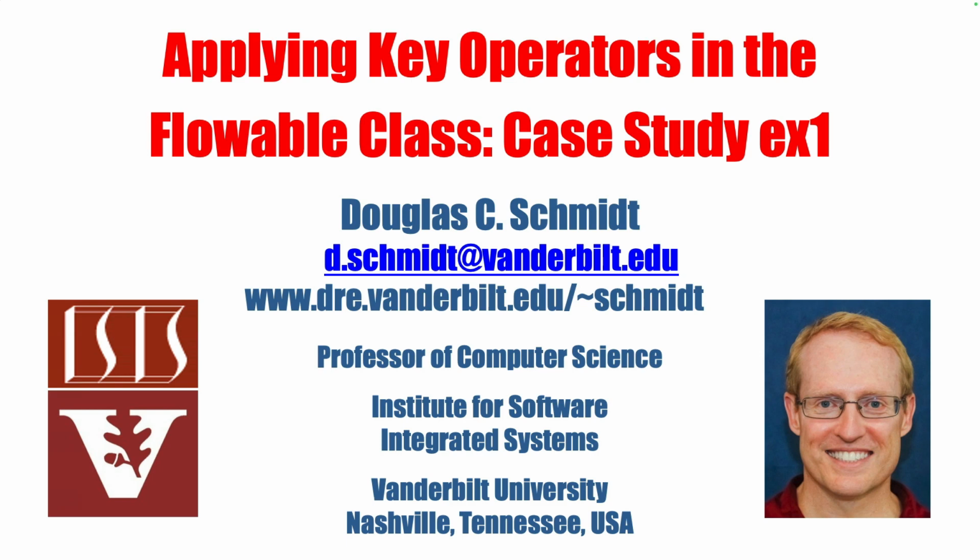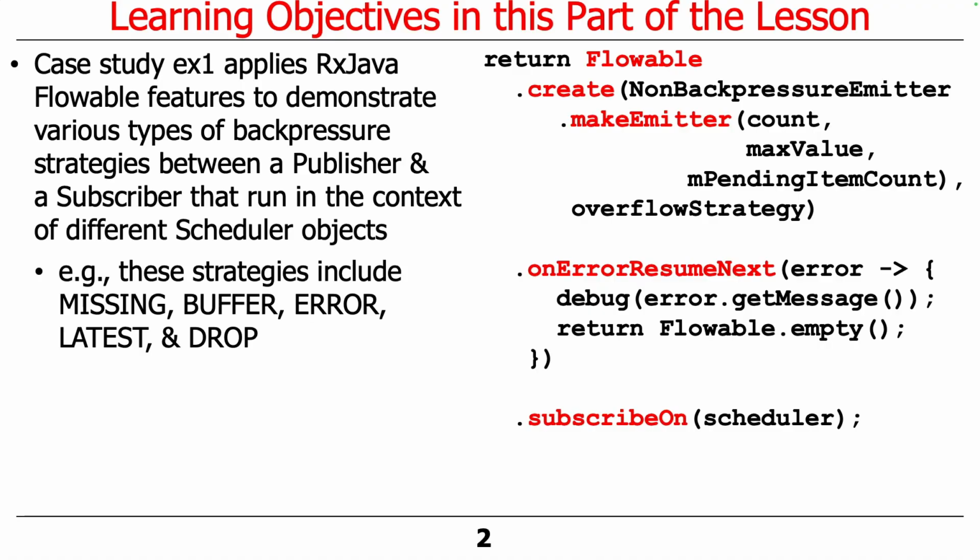So we're now going to talk about a case study. We're going to walk through the code in a case study, which will demonstrate some of the features in Flowable. And in particular, we're going to apply a bunch of RxJava features that will allow us to demonstrate different types of back pressure strategies between a publisher and a subscriber that run in the context of different scheduler objects.